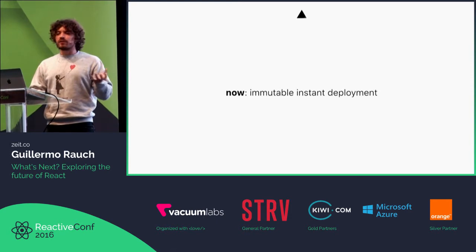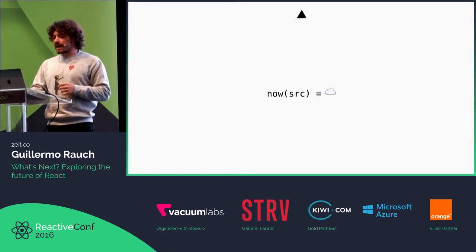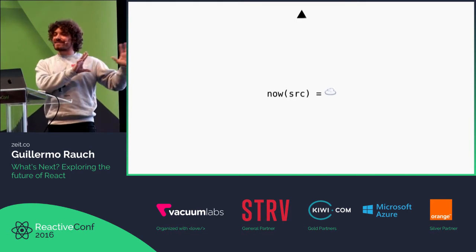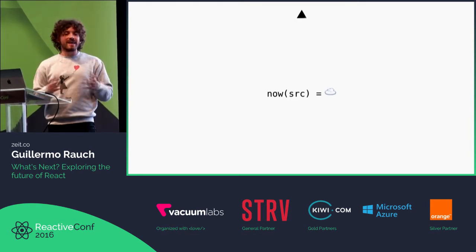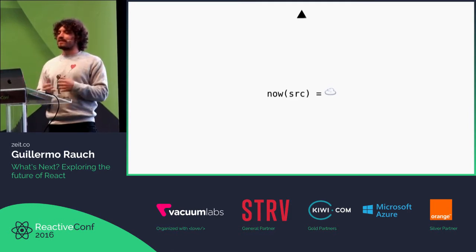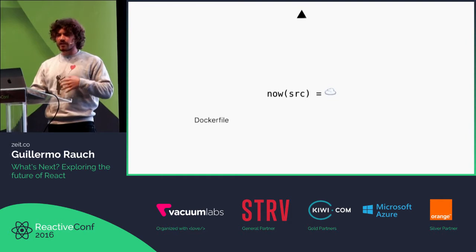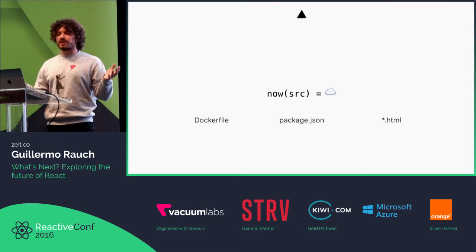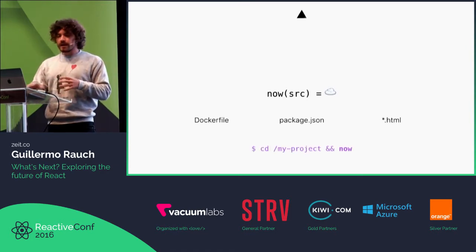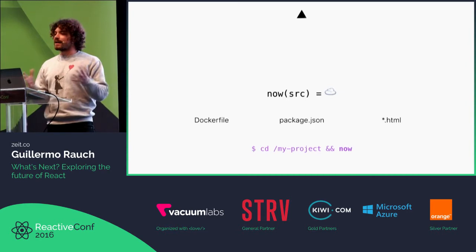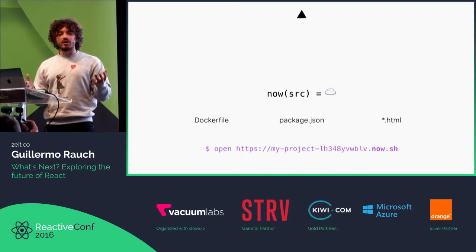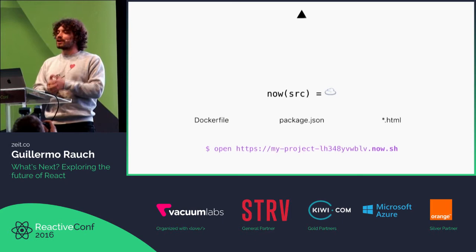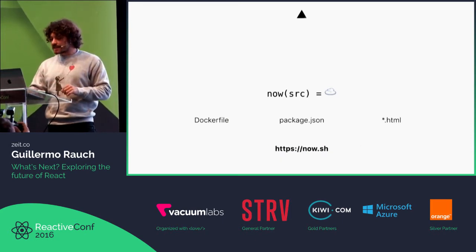So we're known for this product called Now. You're going to be seeing this sort of scheme during my presentation. Now is a service that takes in your source code and uploads it to the cloud, deploys it, and scales it seamlessly. So your project could have a Docker file, package.json, or maybe it's just a bunch of HTML files. You execute this one command, now. We give you a new URL for each deployment. This is why we call it immutable deployment. And if you want to learn more about it, just go to now.sh.